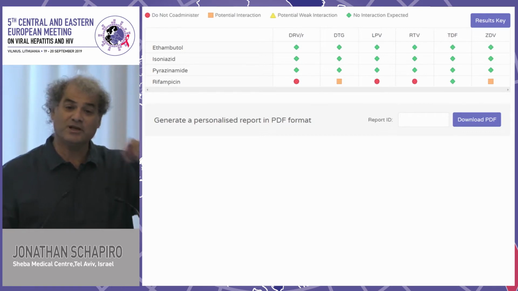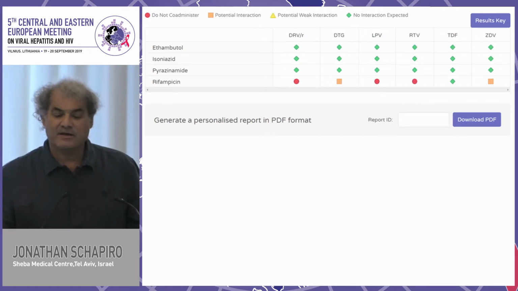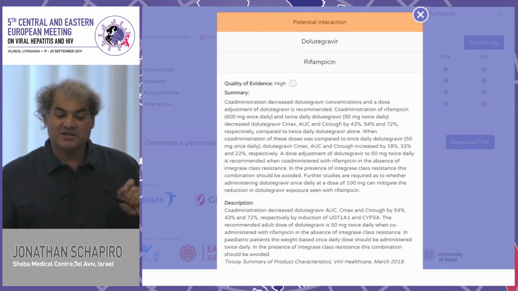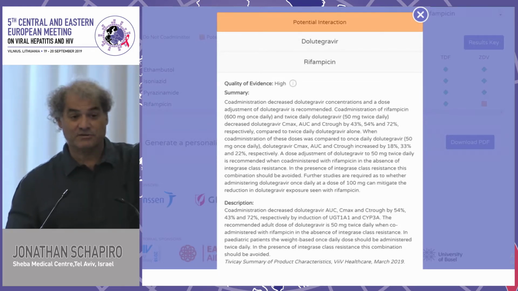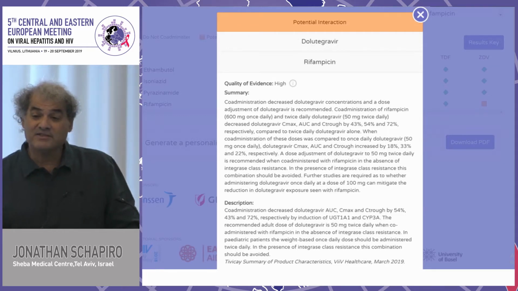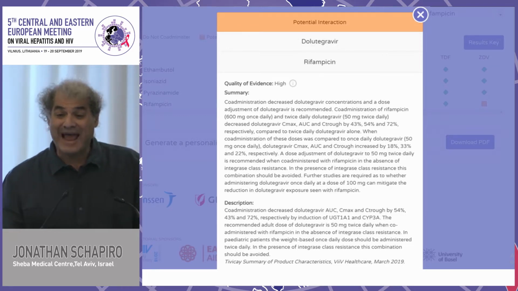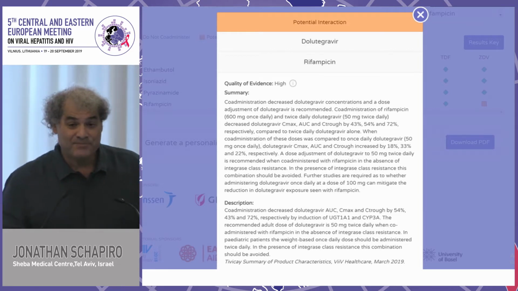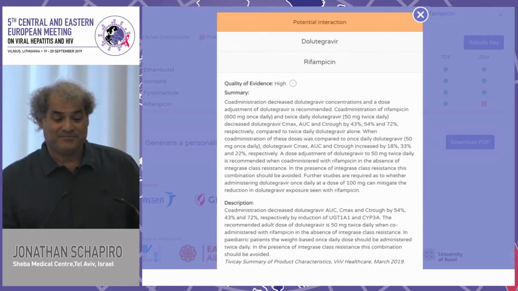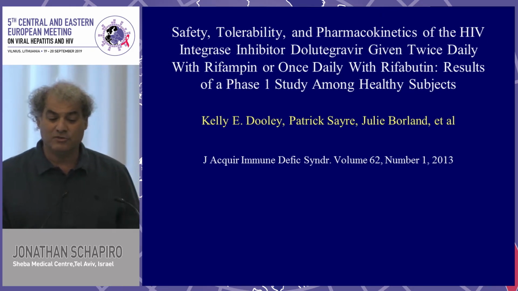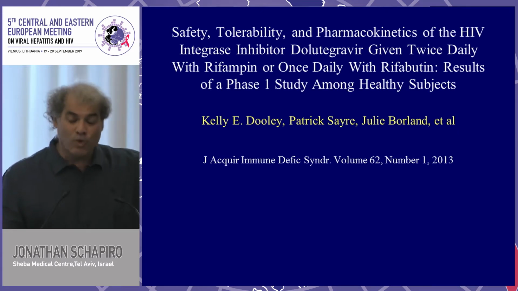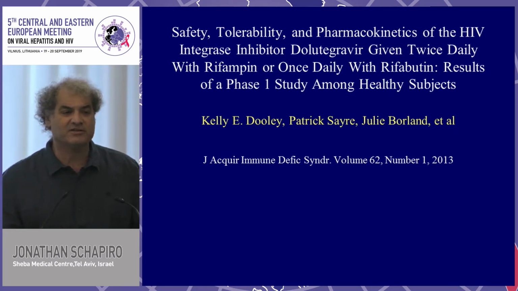So the next thing we do is we click on it. We click on that amber icon, and it actually tells us what the interaction is and what we need to do. And what it's telling us is because rifampin is an inducer and increases the clearance, our levels of dolutegravir are going to go down. Now, what is this based on? This is based on studies that folks did. And some of you might be familiar with this. This was a very nice study done by Kelly Dooley and colleagues where they actually looked at what happens with the levels of different drugs when you give rifampicin.